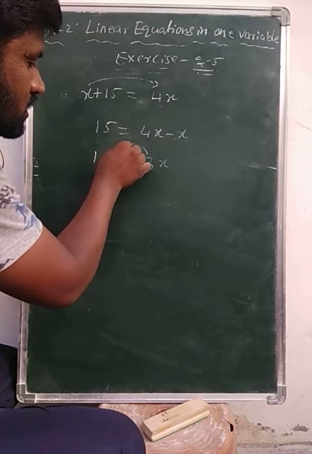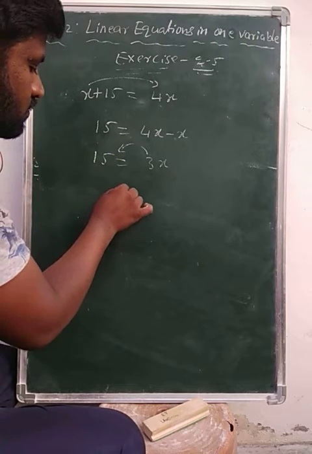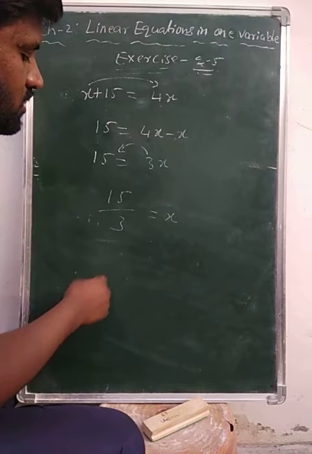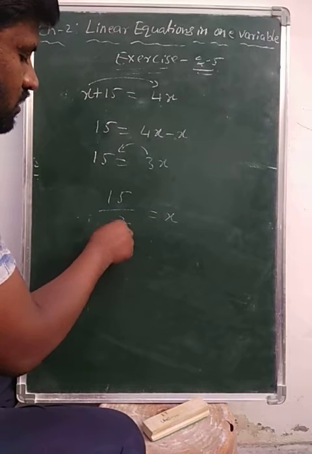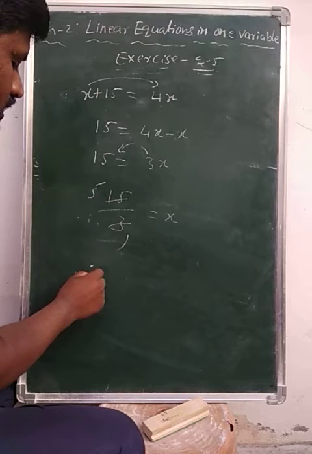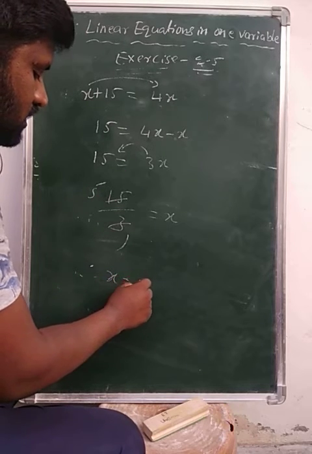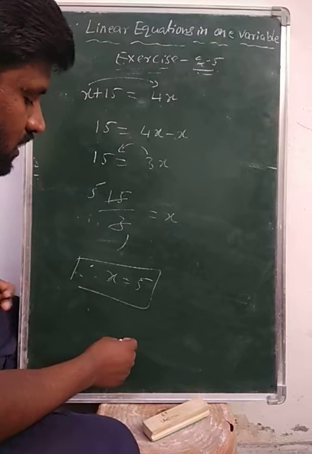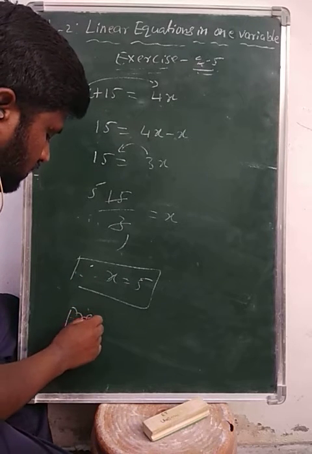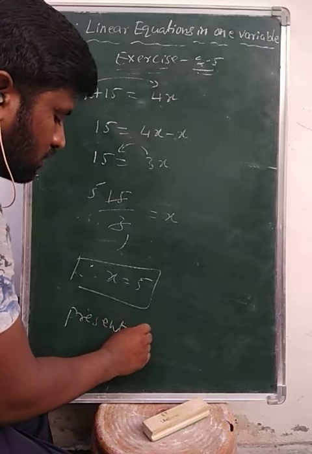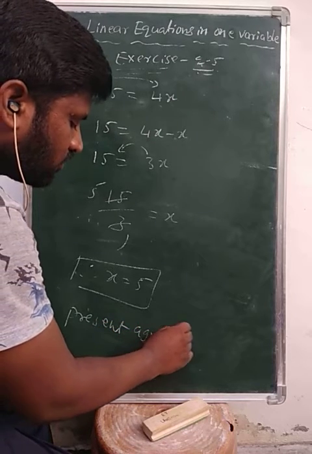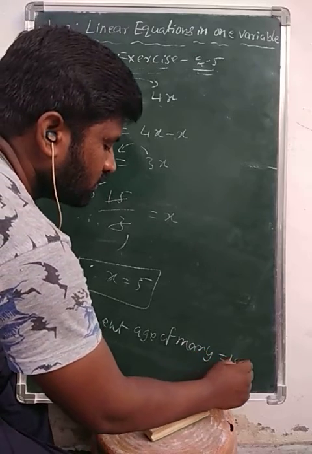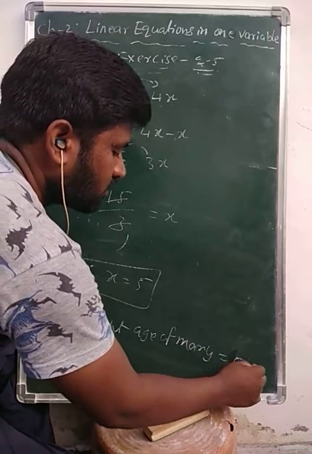3 is transposed to the LHS, where multiplication becomes division. So x is equal to 15 by 3, 3 fives are 15. Therefore x is equal to 5. X is nothing but what? The present age of Mary. Present age of Mary is equal to 5 years.